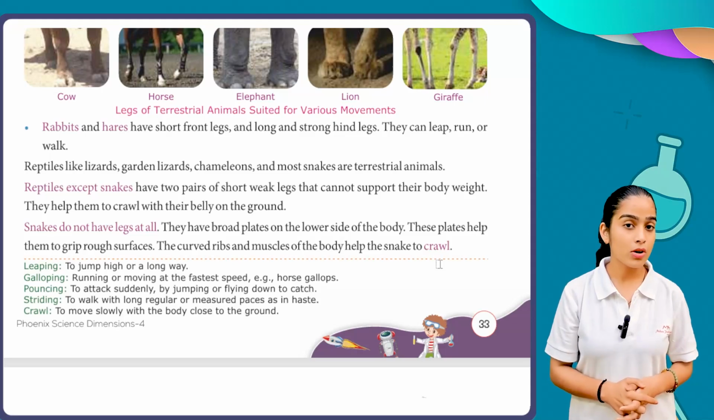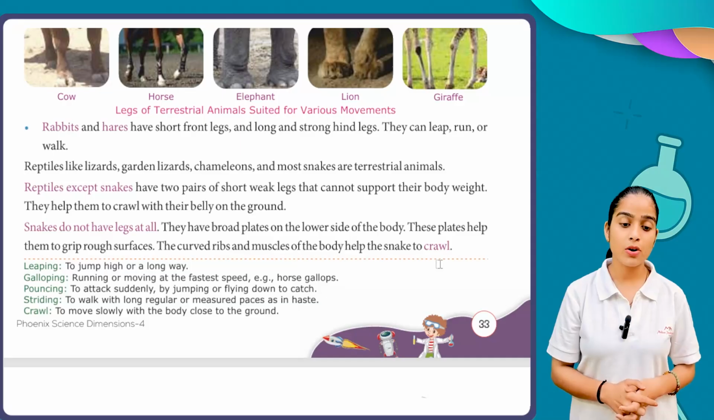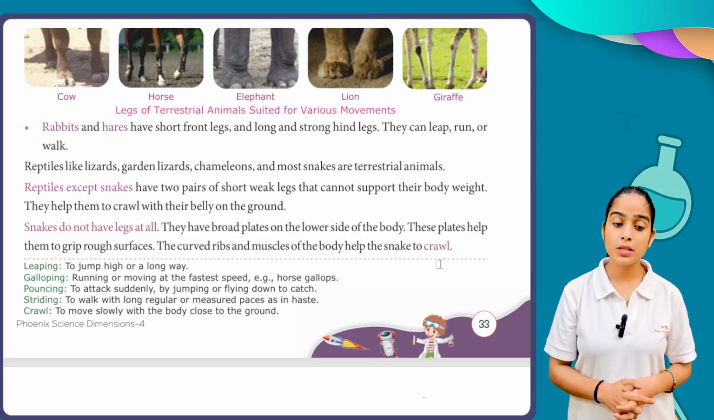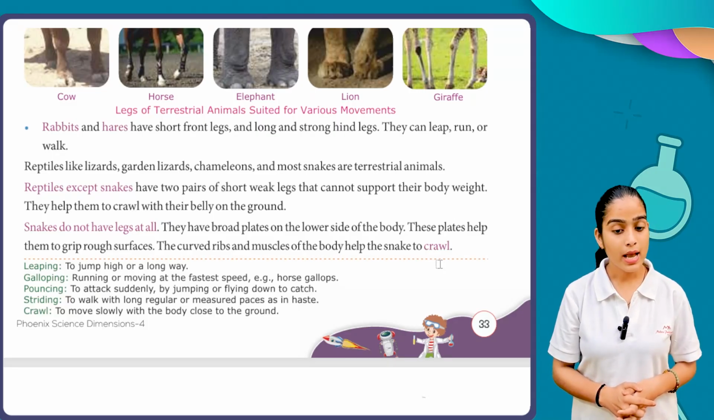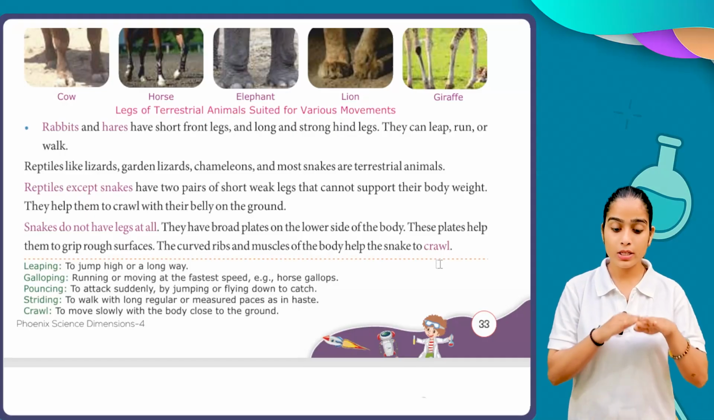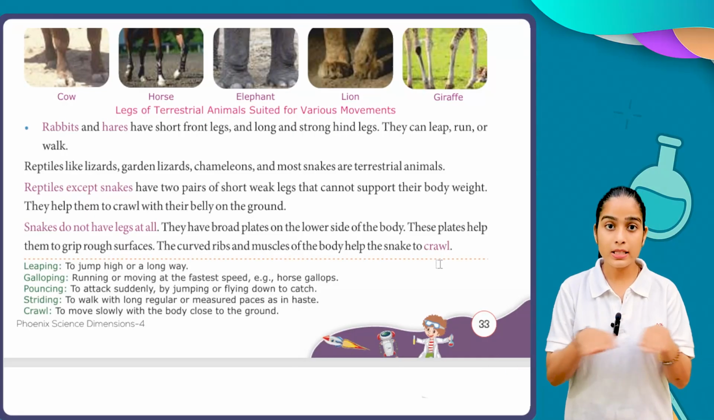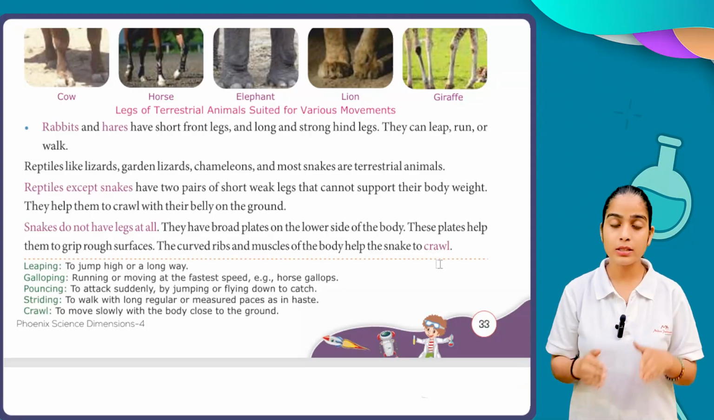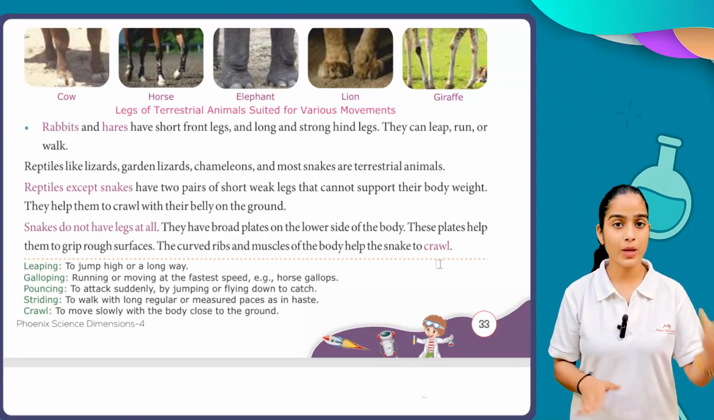Now, snakes do not have legs at all, as we see here. They have broad plates on the lower side of the body. The plates help them to grip rough surfaces. The curved ribs and muscles of the body help the snake to crawl. So with the help of the strong muscular body, below at the stomach part, they can crawl and move from one place to another.